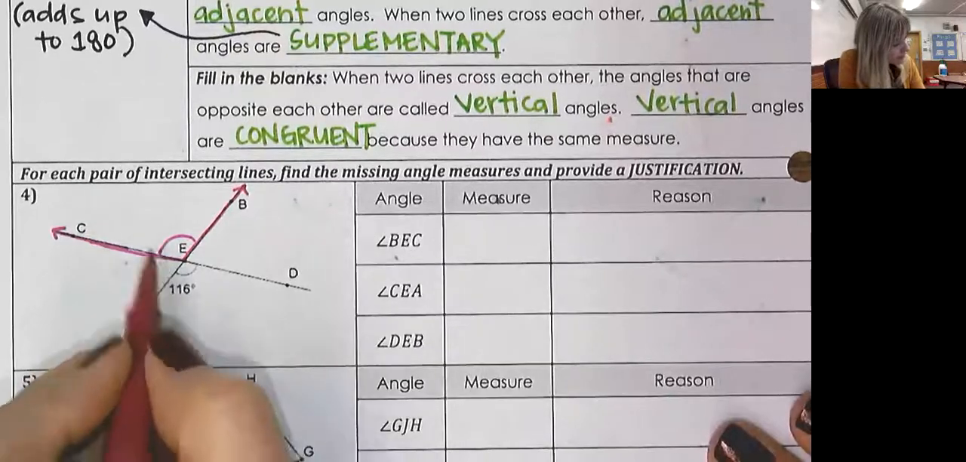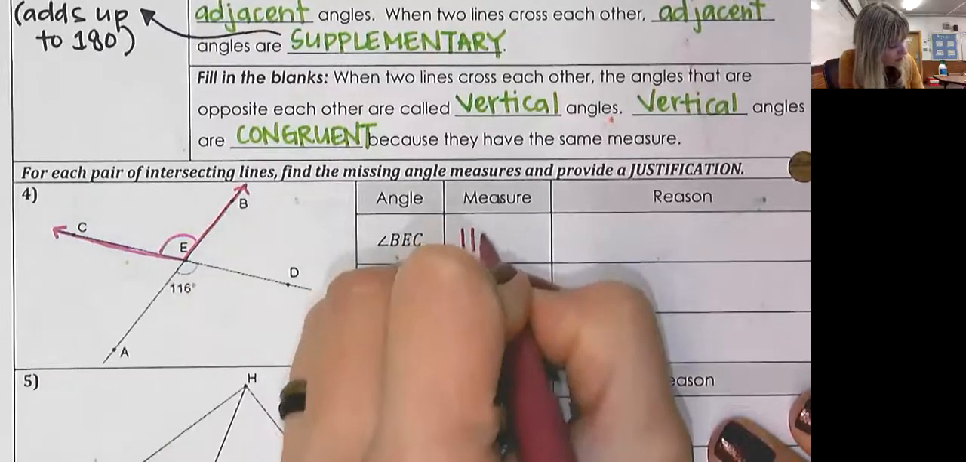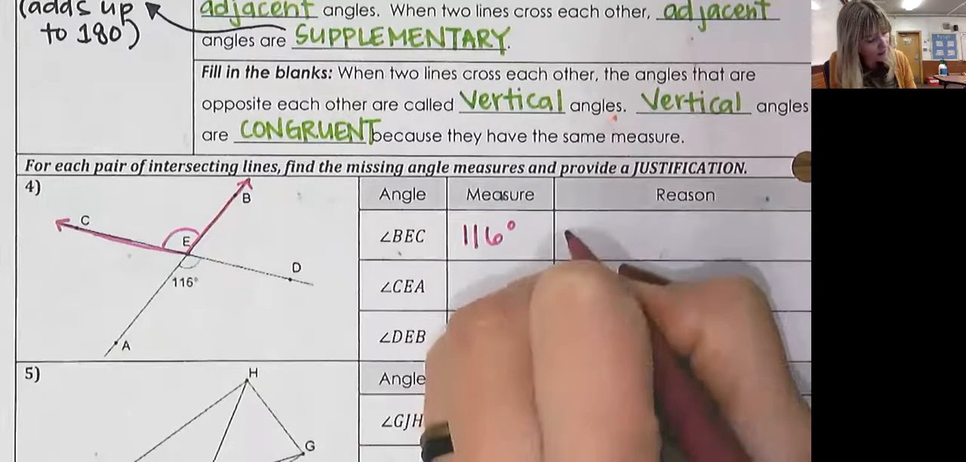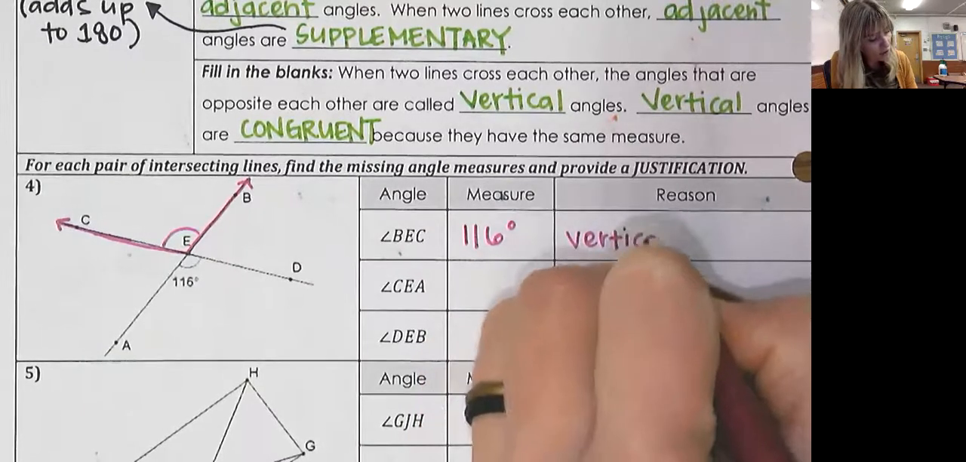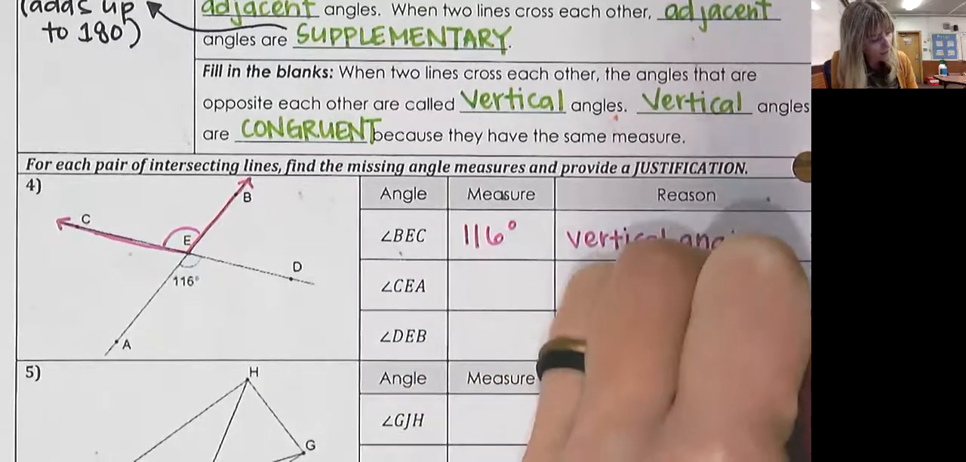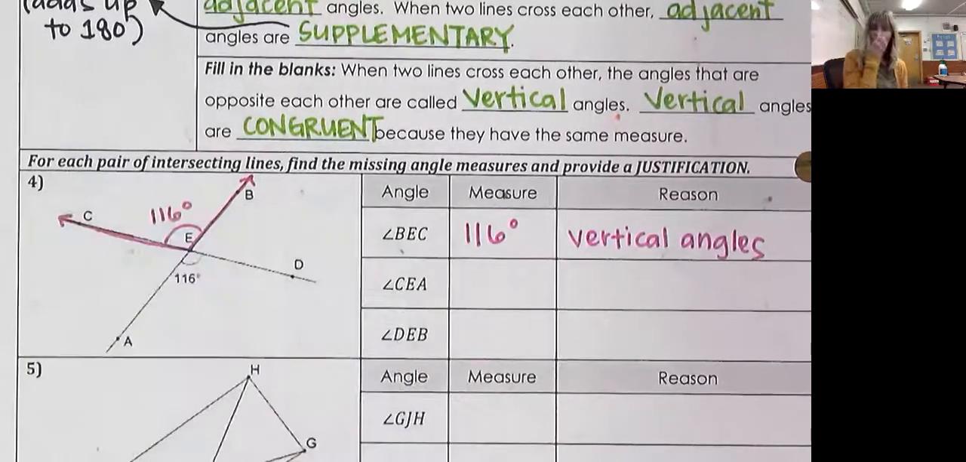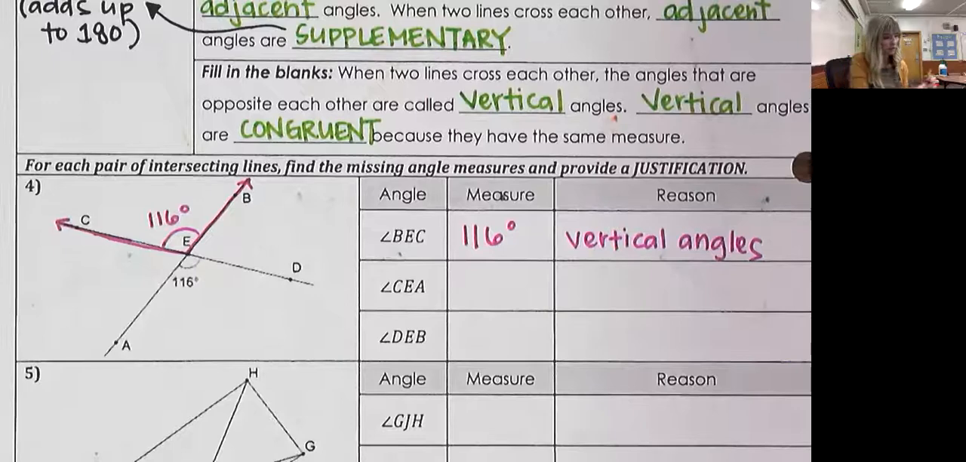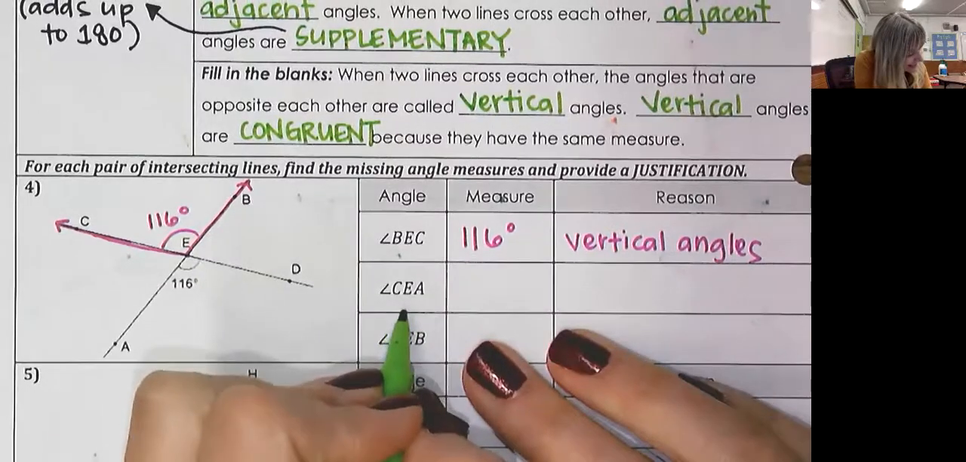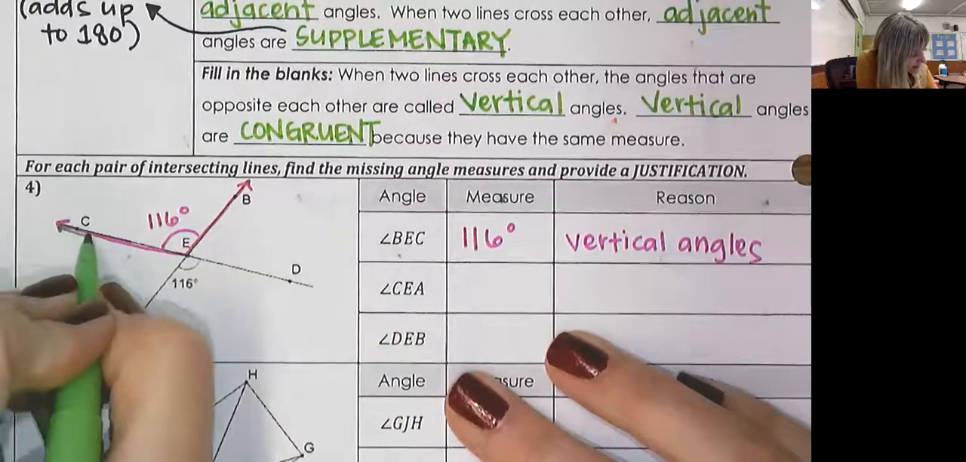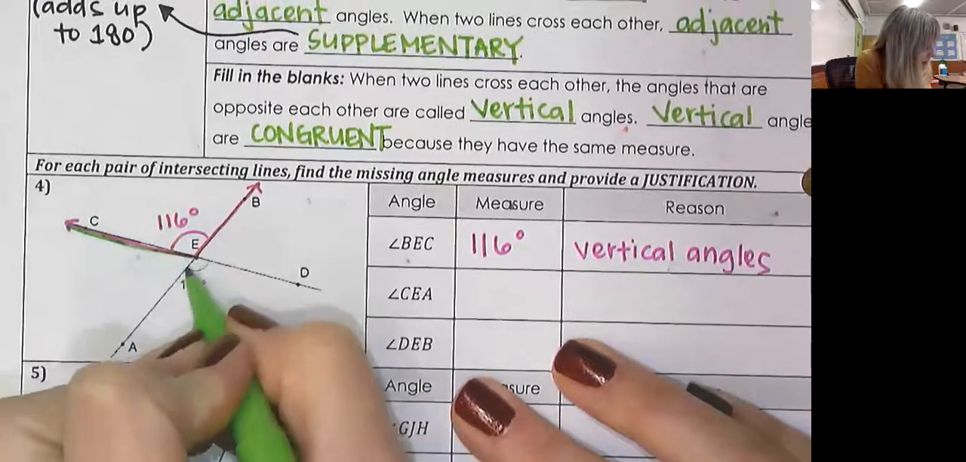So what is the measure of angle BEC? It is 116 degrees. And how do I know that? Because of vertical angles. Vertical angles are going to be congruent. And I like to label things in my picture as I find them because sometimes that angle could maybe help me find another one. Okay, let's try another one. I'm going to change colors. Measure of angle CEA. That goes here. C to E to A.